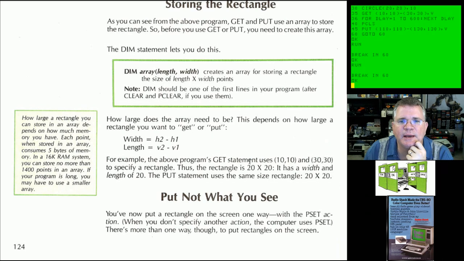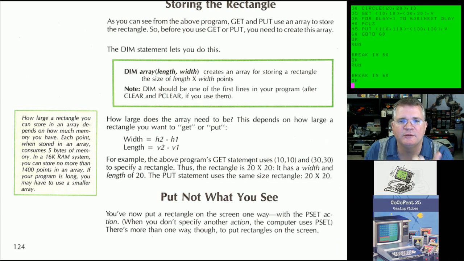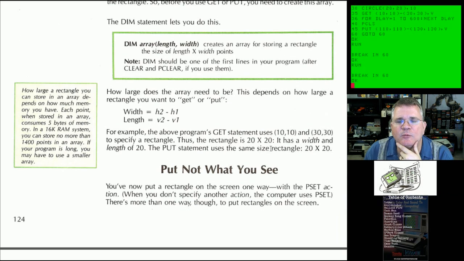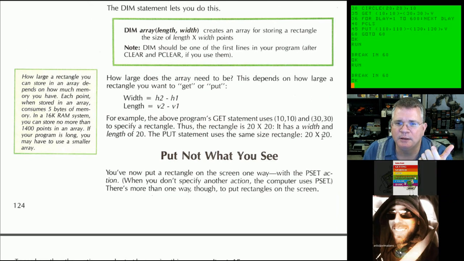In this example, the GET statement uses 10 by 10 as the starting coordinates and 30 by 30 as the ending, so the difference is 20. The rectangle is 20 by 20. It has a width and length of 20. The PUT statement uses the same rectangle size of 20 by 20, but it's not always going to be that.